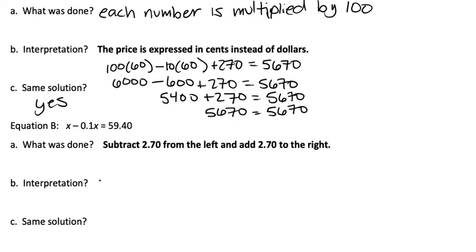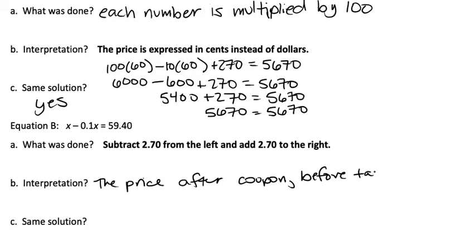So that means the price of the jeans after the coupon, before tax, is $59.40.